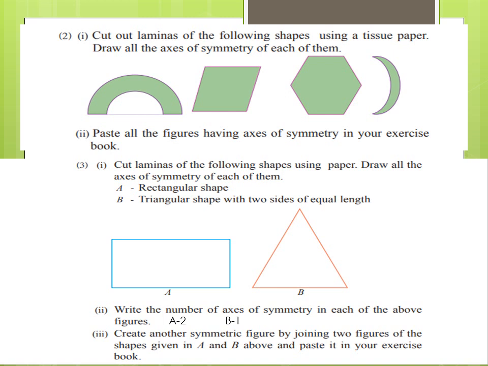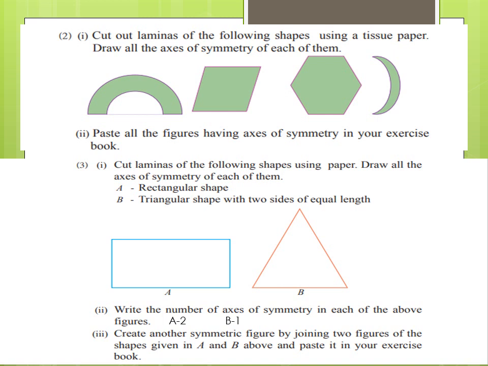So third one, first one: cut laminas of the following shapes using paper. Draw all the axes of symmetry of each of them. A, a rectangular shape. B, a triangular shape with two sides of equal length. So you can see A is a rectangular shape. The second one: write the number of axes of symmetry in each of the above figures. A has two axes of symmetry, and B has one axis of symmetry.